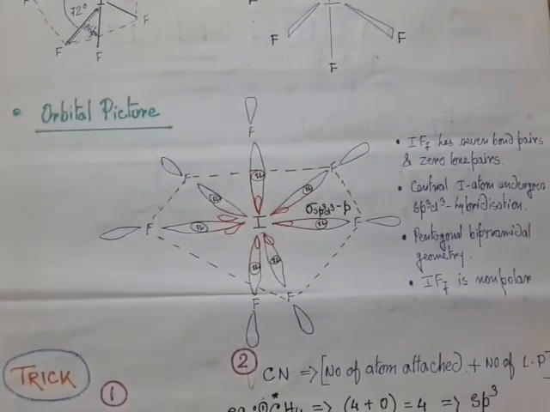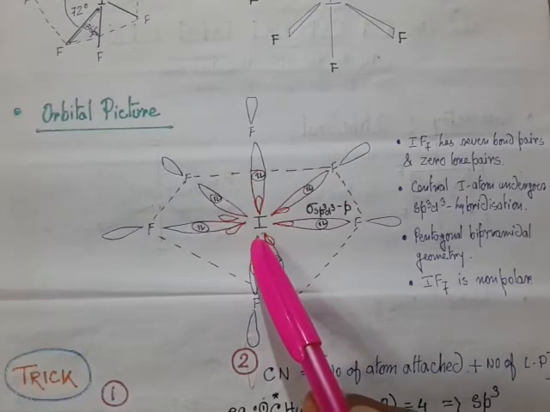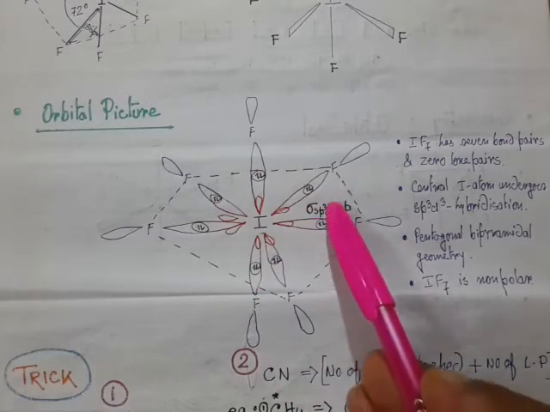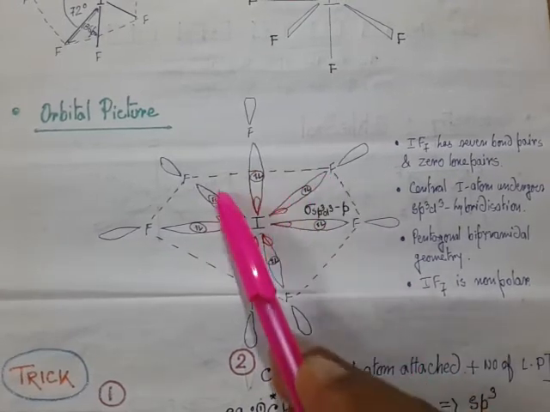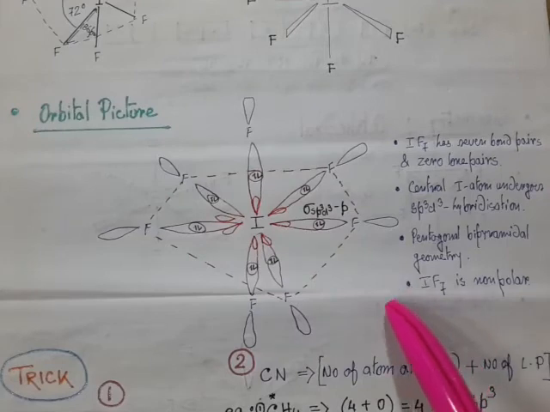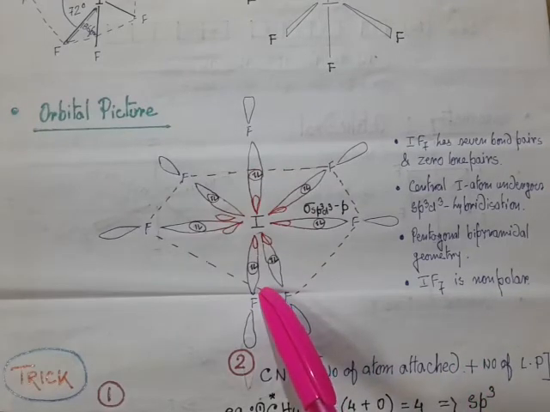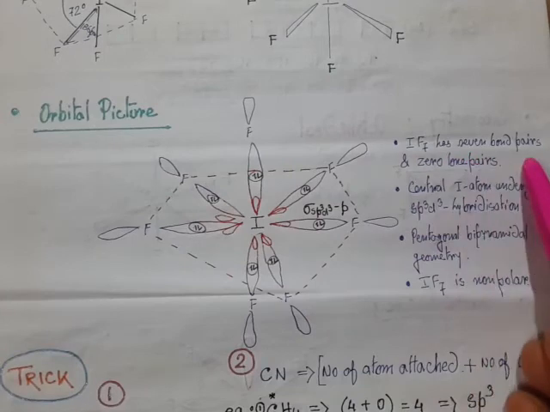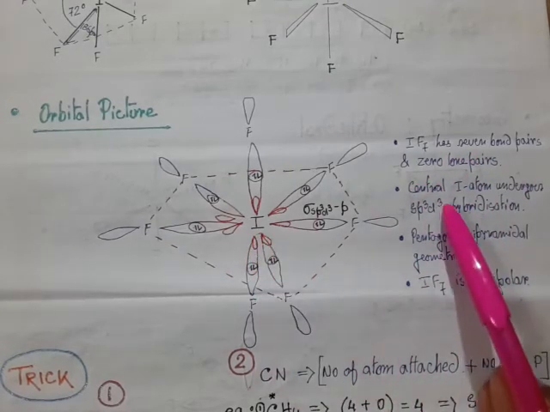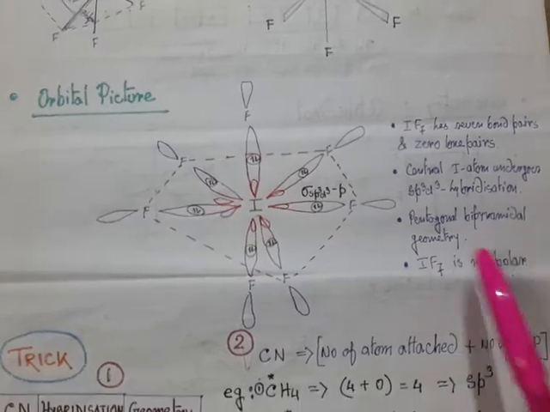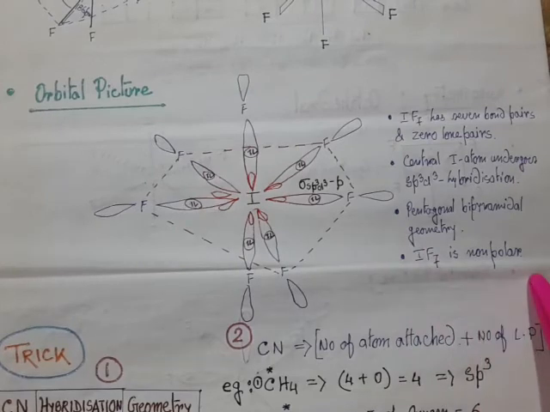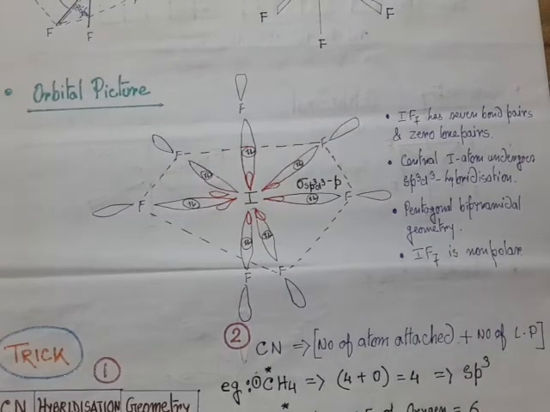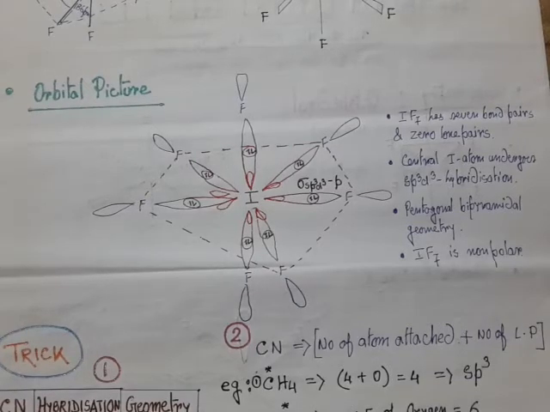This will be the orbital picture where 7 sp3d3 hybrid orbitals of iodine overlap with the p orbitals of fluorine to produce 7 sigma bonds. These are the 7 sigma bonds with 7 pairs of electrons, 1, 2, 3, 4, 5, 6, 7, and the molecule is pentagonal bipyramidal. About the detailing, IF7 has 7 bond pairs and 0 lone pairs of electrons. The central iodine atom undergoes sp3d3 hybridization, and pentagonal bipyramidal is the geometry of the molecule. IF7 is non-polar.